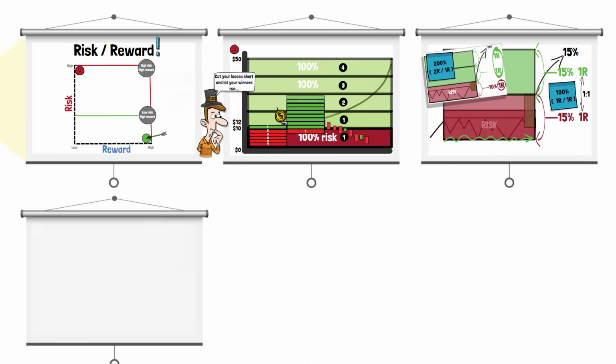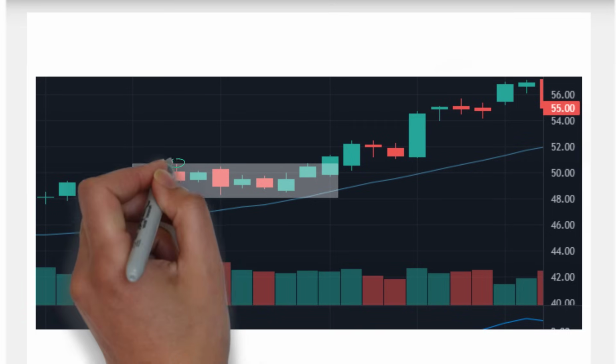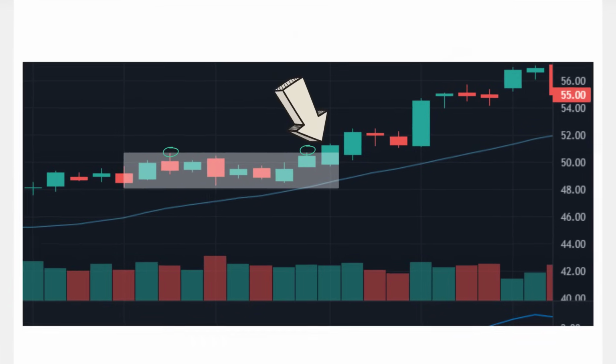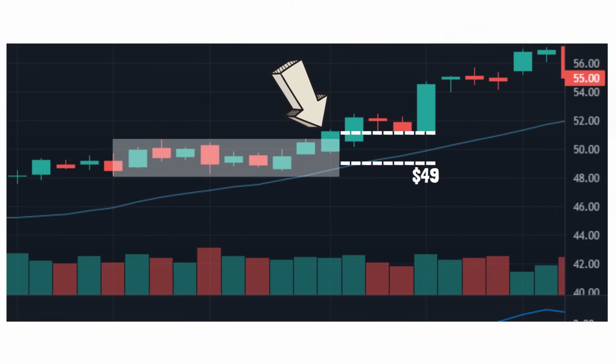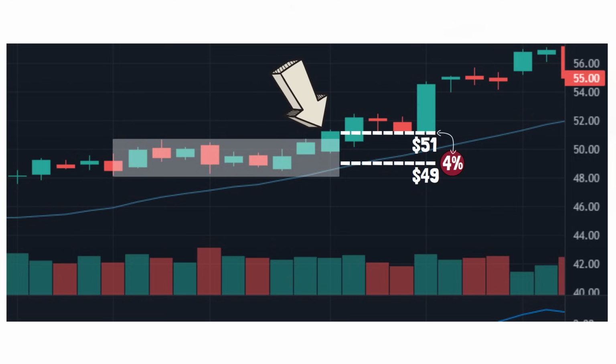To emphasize the impact further, we can see price action from a typical chart. We see the consolidation, and on closer examination, we can see two inflection points creating resistance, followed by a breakout bar. If we assume a stop-loss position amongst consolidation at $49 against a buy point of $51, we can calculate the stop-loss risk to be 4%.